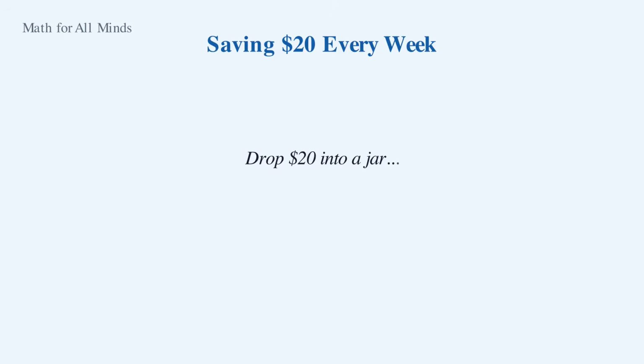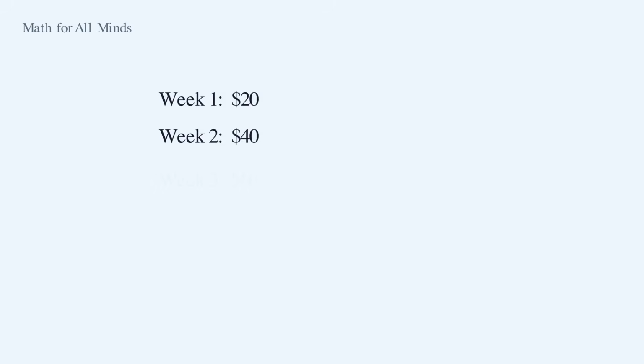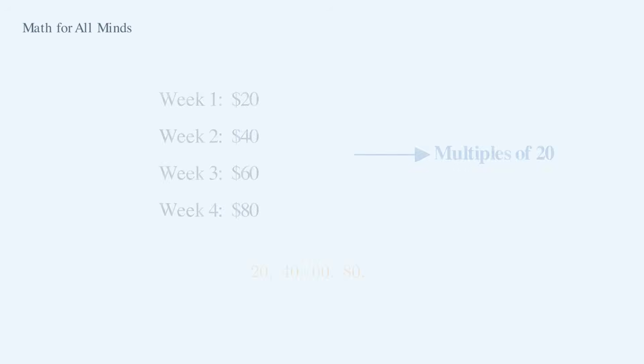Picture this. You drop a $20 bill into a savings jar every single week. After 1 week, you have $20. After 2 weeks, 40. After 3 weeks, 60. Those numbers 20, 40, 60, 80 aren't random. They're all multiples of 20.